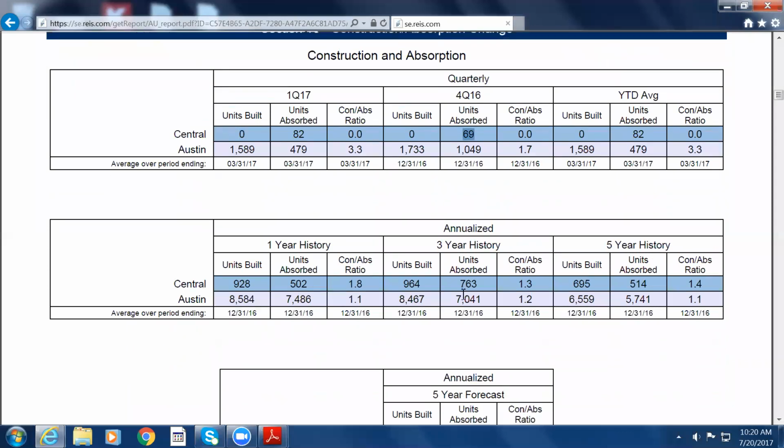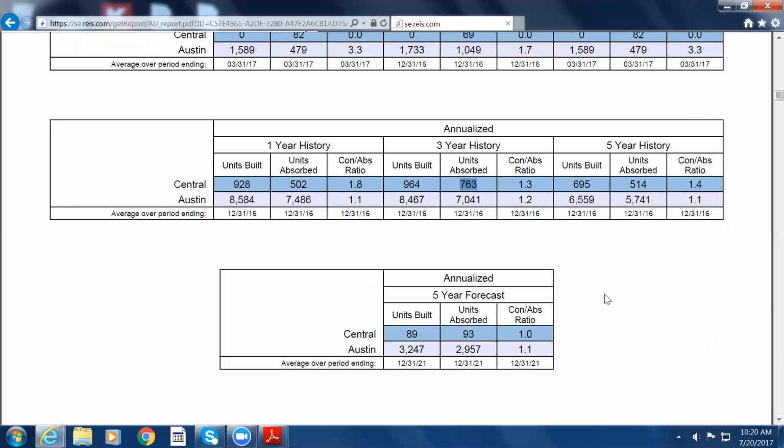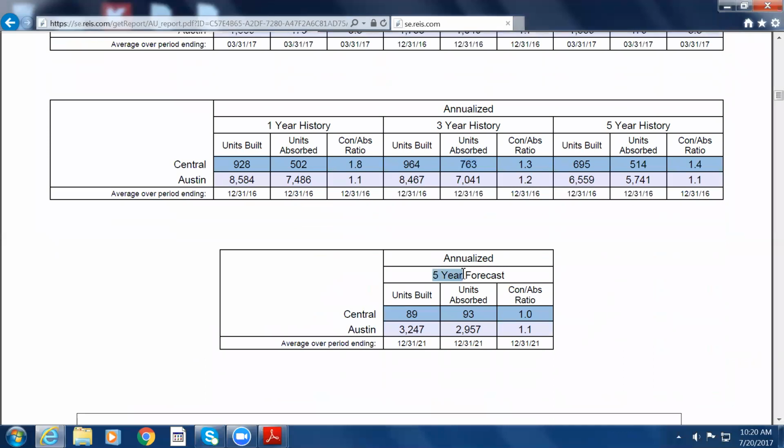If we go back 1, 3, and 5 years, a lot of activity, a lot of building, but just as much absorption. So the demand is clearly here within this submarket. We can even provide you with a forecast of that as well. So it looks like a pretty good ratio here, about 1 to 1.